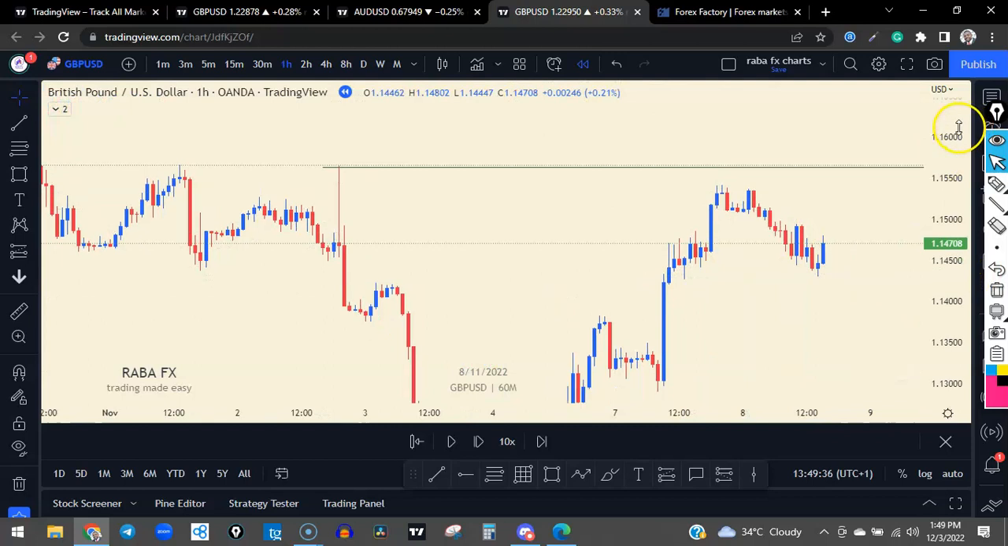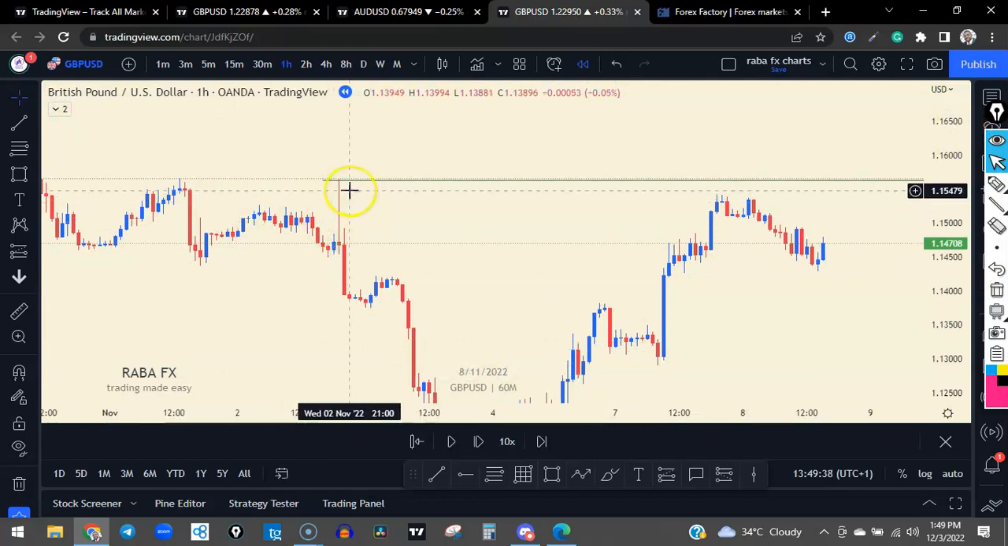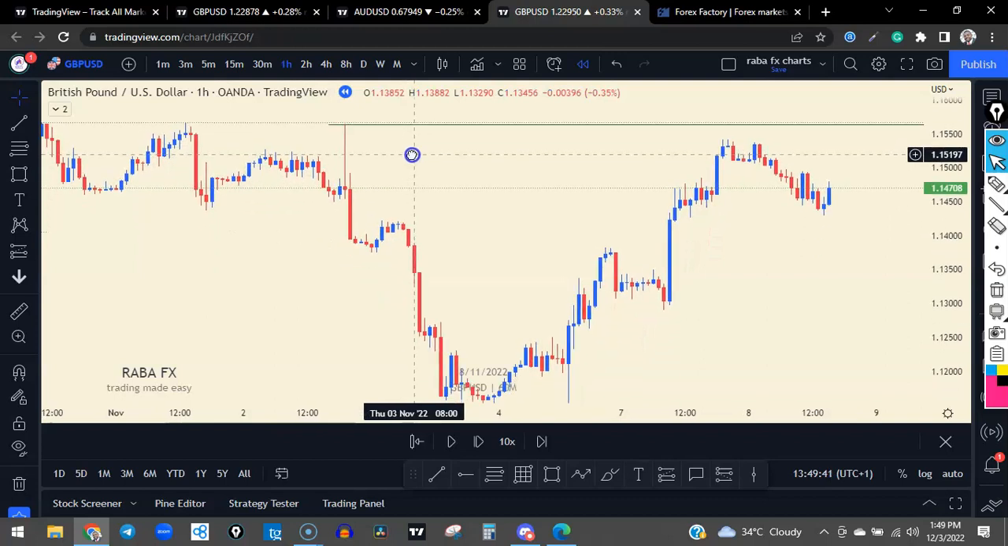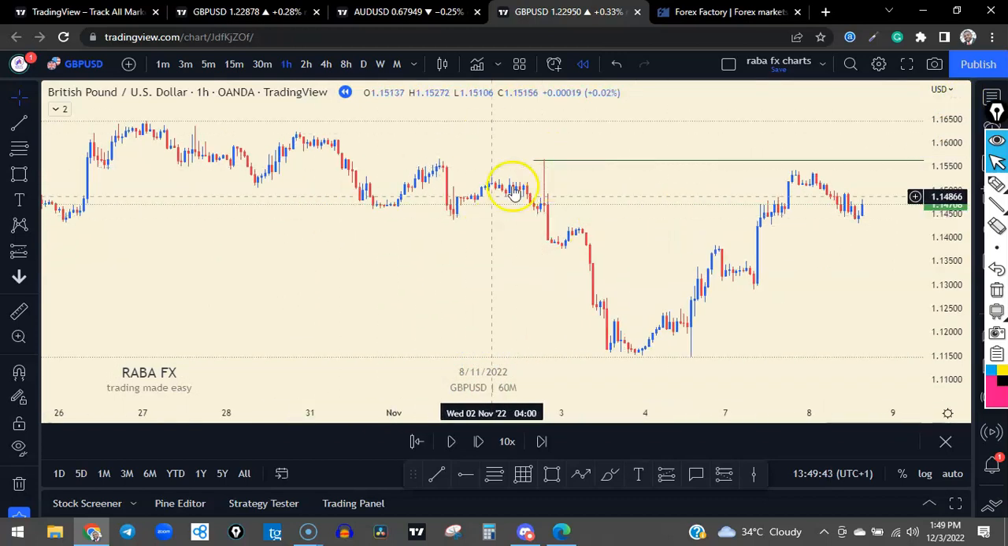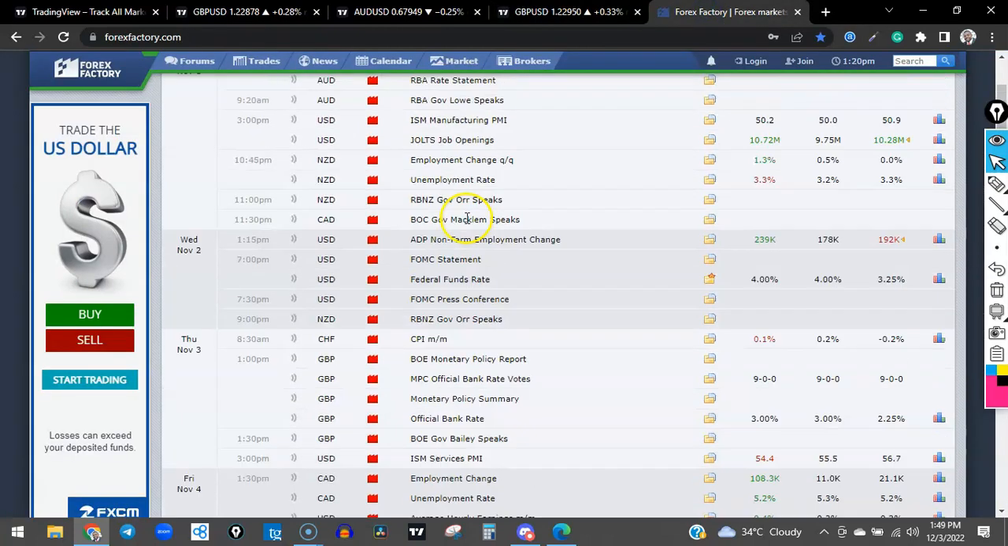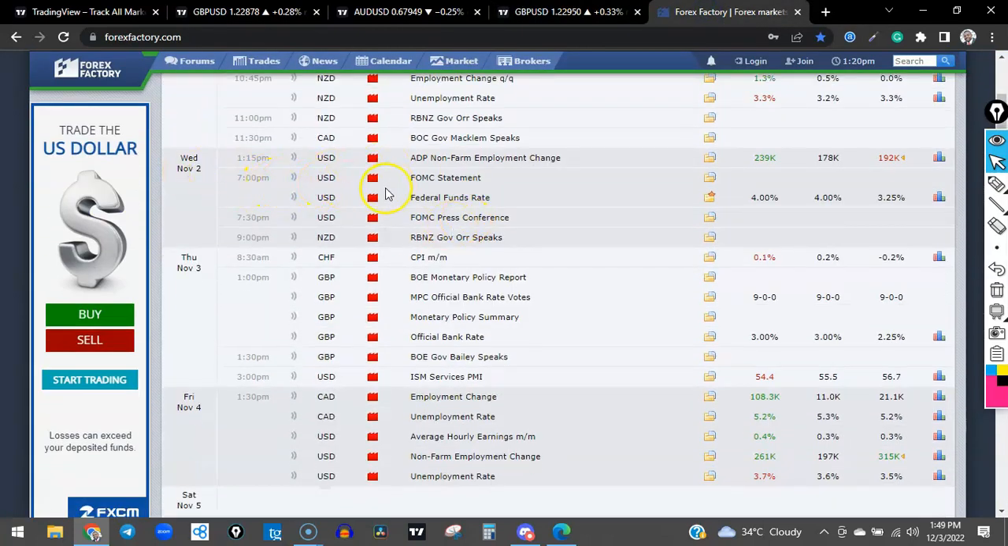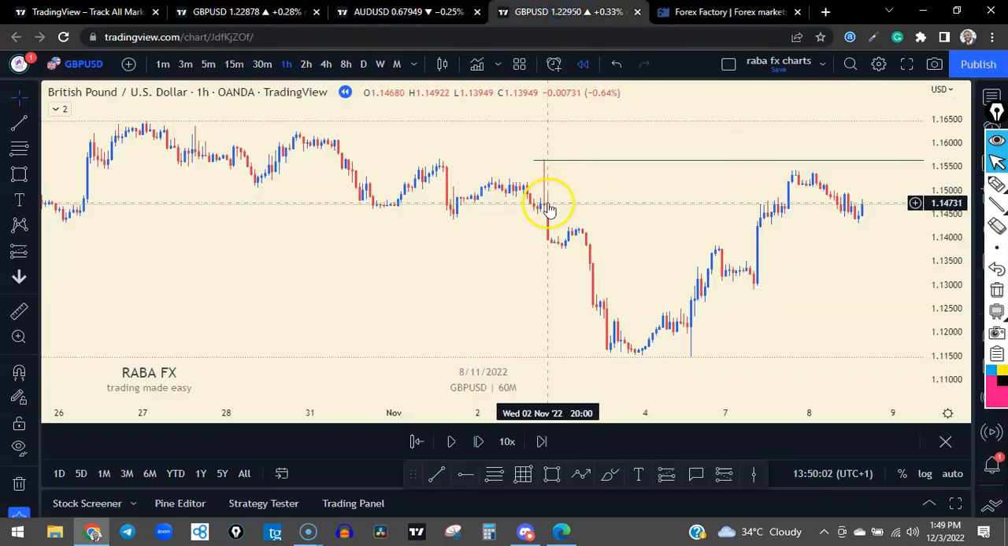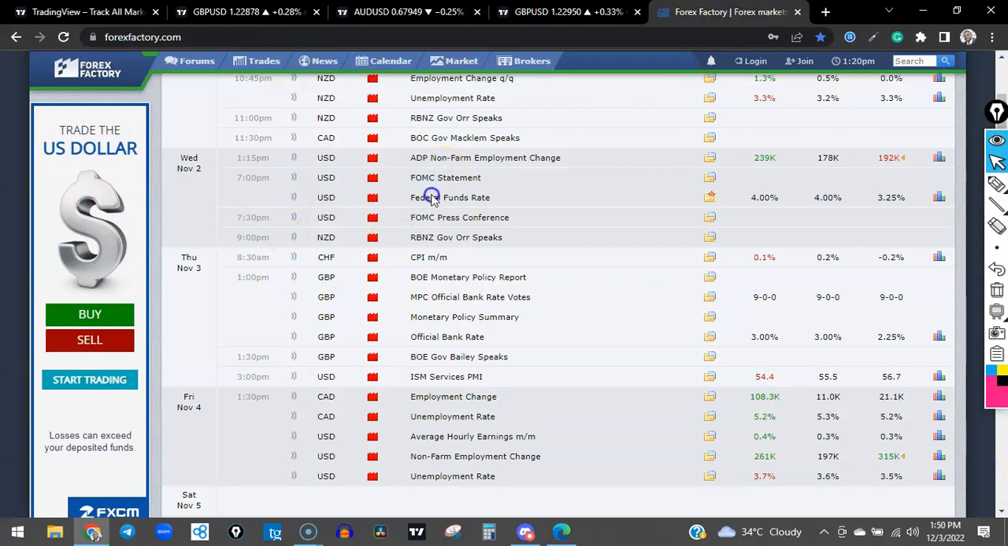So the first thing, I'm going to use an example here of pounds USD, and this was the news release. When you look at this, it created a very sweet area for you to start selling from. A lot of people will be selling from here. Now, you look at the eye, you go to the 1 hour. This was on the 2nd of November. So you go to 2nd of November, by what time? That was 7 o'clock. 7 o'clock, 2nd of November, we have FOMC news release.